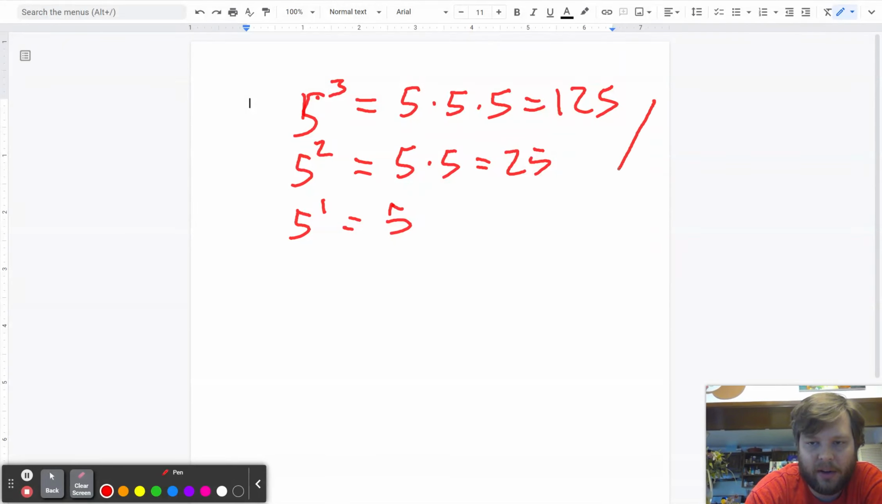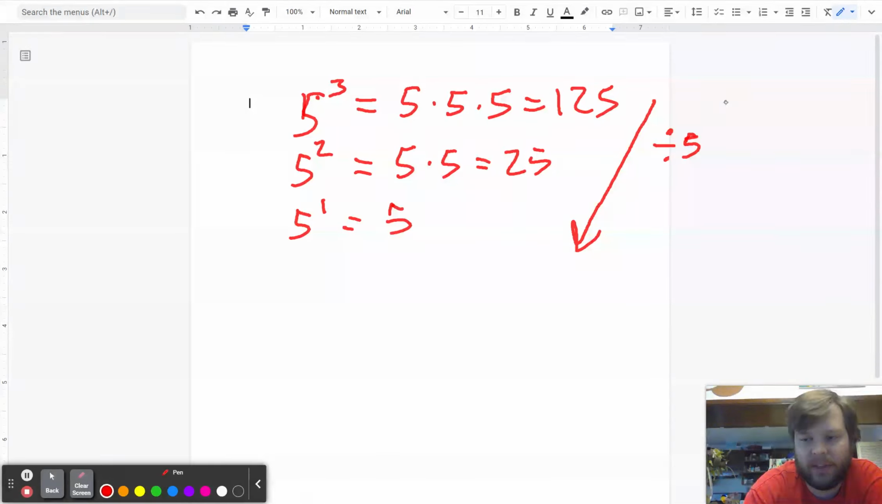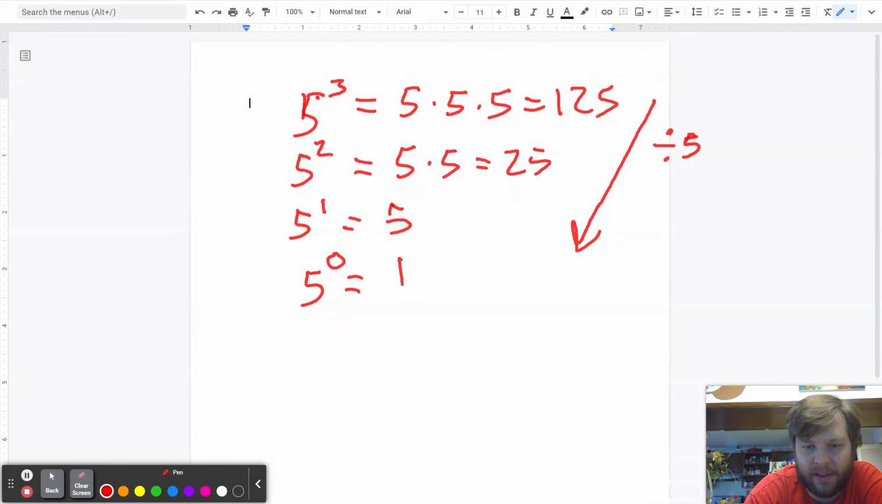And as I go down the list, every step that I go down the list makes me divide by 5. 125 divided by 5 is 25. 25 divided by 5 is 5. So what number has to come next for 5 to the 0? Well, if I go down the list, I divide by 5. So 5 divided by 5 has to be 1. Another way to think about that is I didn't write down any 5's. The exponent is the number of 5's I'm writing down. So when I have 5 to the 0, I don't write down any 5's.